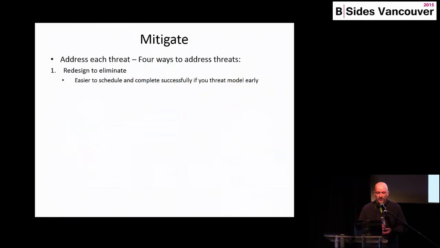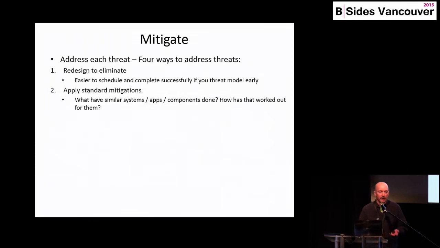So you've come up with a list of threats using the STRIDE acronym or whatever nomenclature you want to use. Now you need to address them. The whole point of coming up with this set of threats is to actually go through and mitigate them. There are 4 basic ways to mitigate a threat. You can redesign to eliminate. This is a fine thing to do. It is much easier to do it during design time than to do it a week before you ship something. Pretty huge.